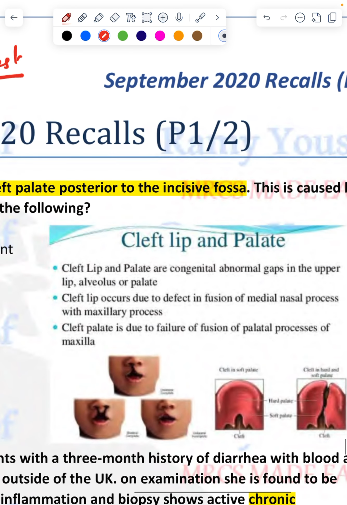Now, a 45-year-old woman presents with a 3-month history of diarrhea and blood and mucus. She has not traveled outside the UK. Colonoscopy shows inflammation. Biopsy shows acute and chronic inflammation with non-caseating granulomas. Most likely diagnosis? So, granulomas means Crohn's disease, not ulcerative colitis.